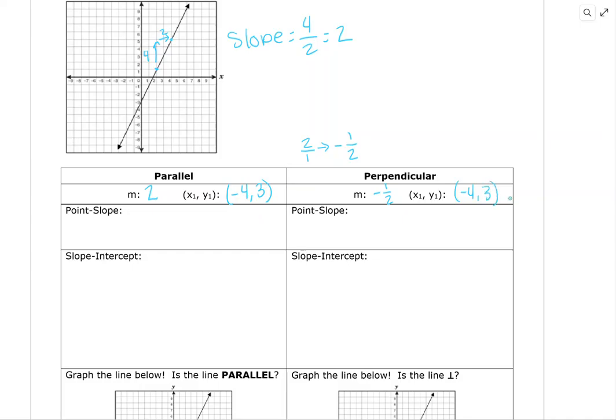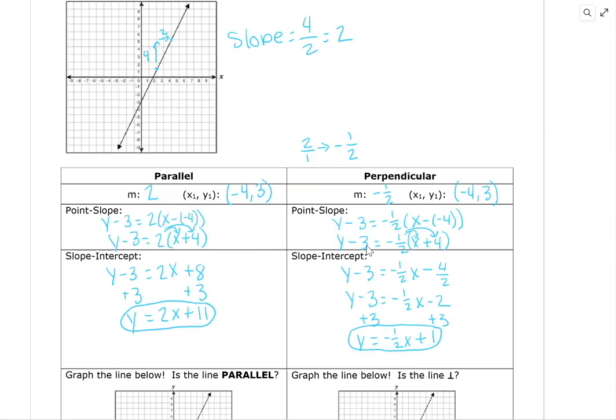What I'd like for you to do is set up your point slope equation and solve for your slope intercept, and then come back and watch the video. Go ahead and pause. All right, go ahead and check your work. If you have any questions, please make sure you're talking to your teacher.